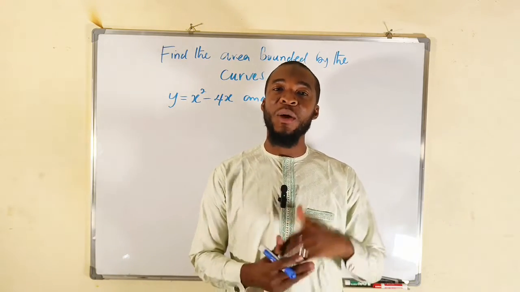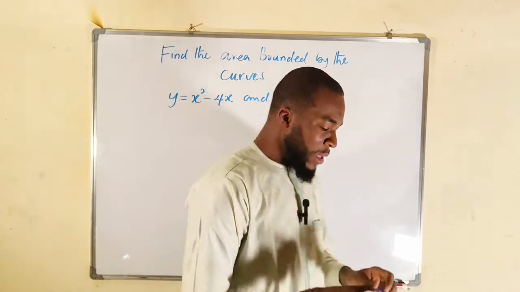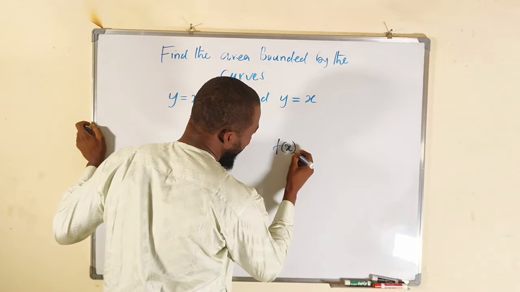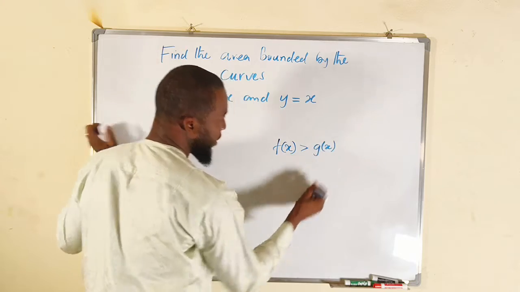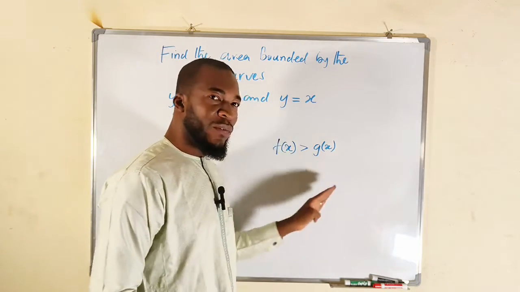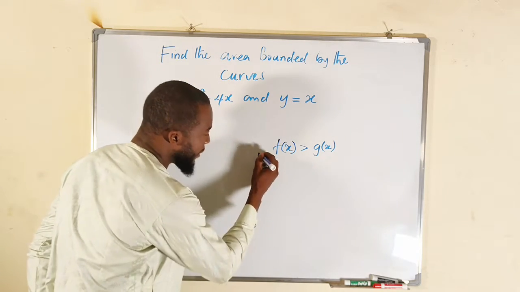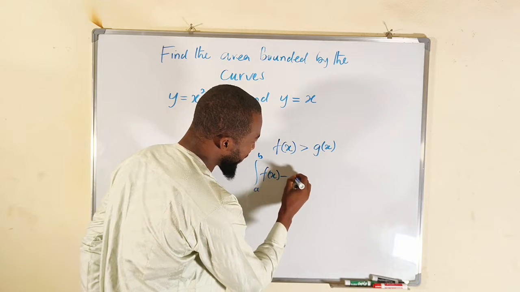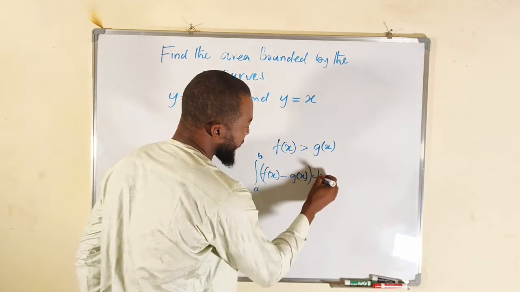Today we are going to learn how to find the area bounded by two or more curves. If we have a function f of x greater than another function g of x, the area bounded by the curve of f of x and g of x is nothing but the integral from a down to b of f of x minus g of x with respect to x.